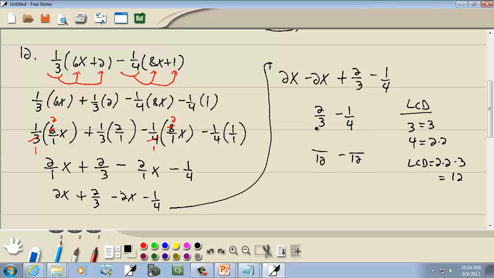So I'll rewrite each fraction with a new denominator. Now here I multiplied the bottom part by 4, so I have to multiply the top part by 4. In our second fraction, I multiplied the bottom part by 3, so I have to multiply the top part by 3. So that gives us 8/12 minus 3/12. They have the same denominator, so 8 minus 3 gives us 5. And our answer is 5/12.